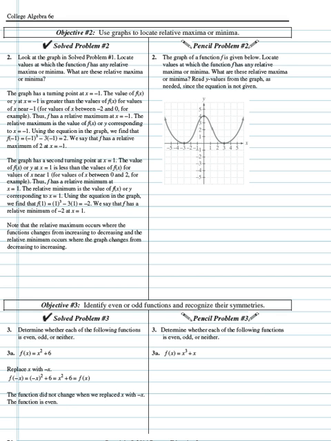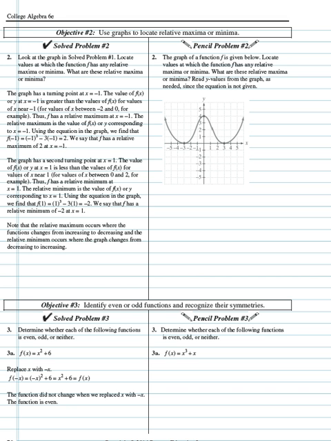Relative maximum, relative minimum. A function value, say f of a, is relative maximum if there exists an open interval containing a such that f of a is greater than f of x for all x not equal to a. The same condition applies for relative minimum. The function value f of b is said to be relative minimum in an open interval such that f of b is less than f of x for all x not equal to b. What exactly does that mean?